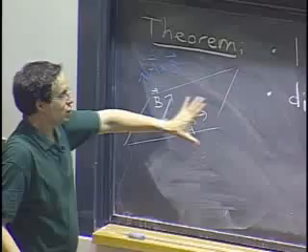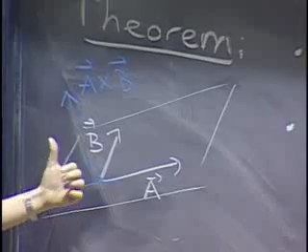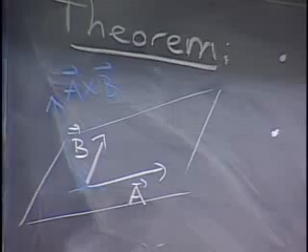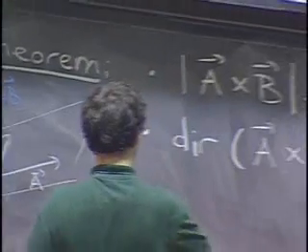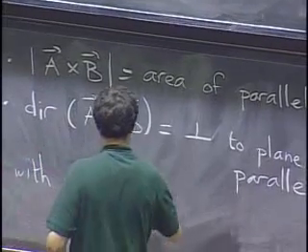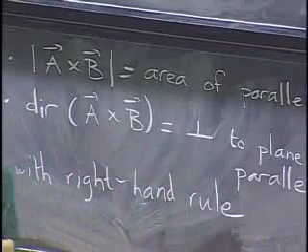So in fact, I have to be more precise. There's two ways that you can be perpendicular to this plane. Right? You can be perpendicular pointing up or pointing down. How do I decide which? Well, there's something called the right-hand rule. Okay, so what does the right-hand rule say?